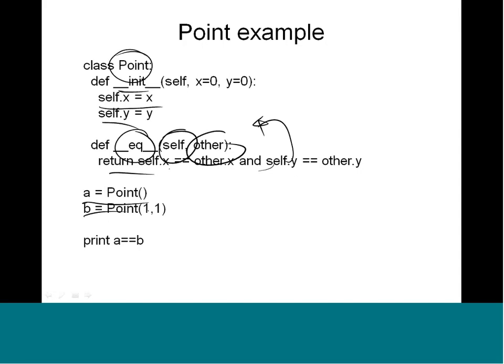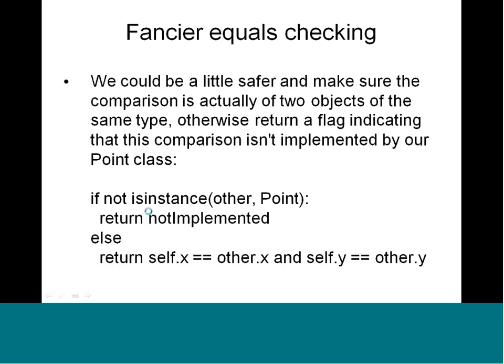So here there is a caveat that we will talk about. So a equal to Point, and then b equal to Point(0, 1), and now it will print a equal to b.